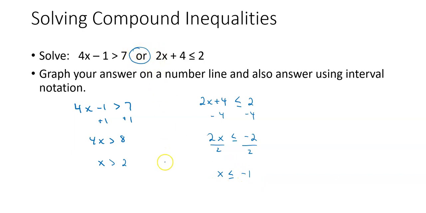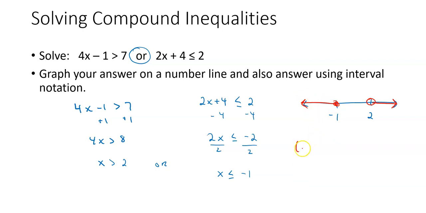Now, the original question had an or. So I want x values that are greater than 2 or less than or equal to -1. Maybe a number line would help me to set up my interval notation more easily. Here's where 2 is. Here's where -1 is. Again, they don't have to work for both. They only have to work for one. That's an or situation. So greater than 2 is here and to the right. Less than or equal to -1 is here and to the left.